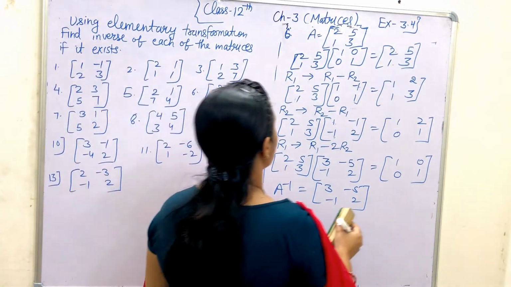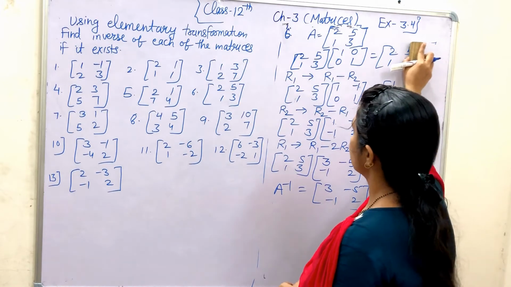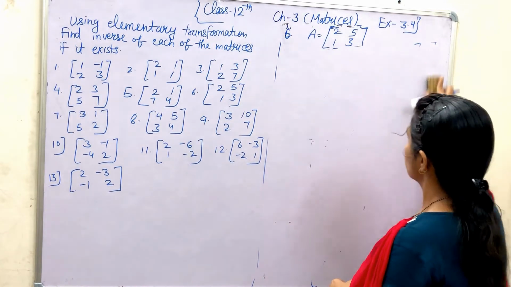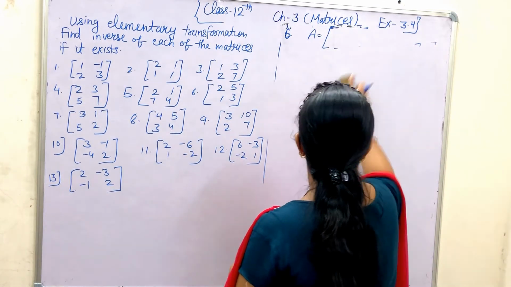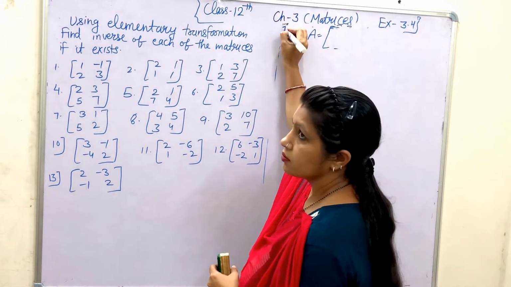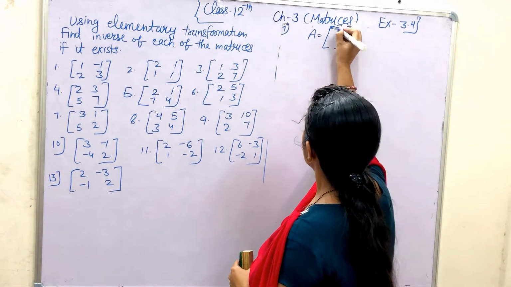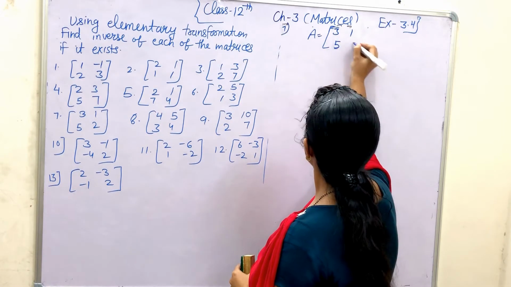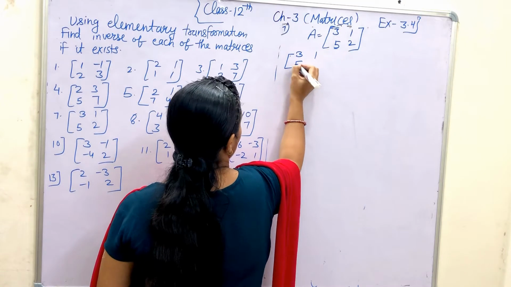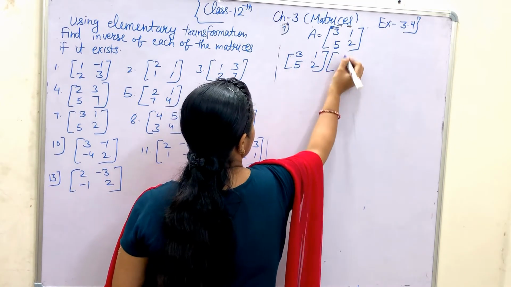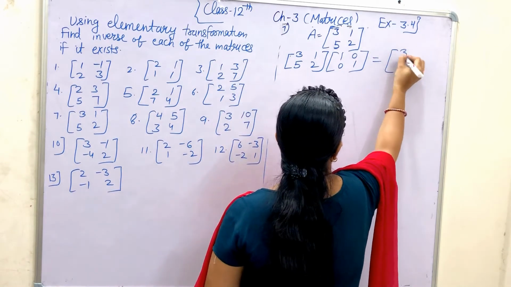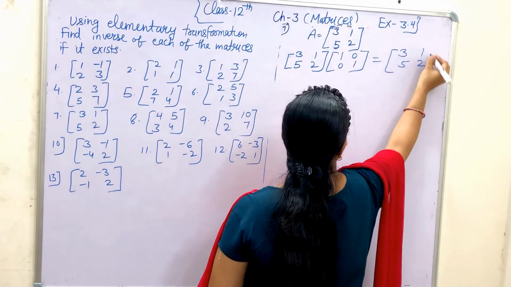Now question number 7, we have given the matrix 3 1 5 2. In question number 7, 3 1 5 2. Here 3 1 5 2. Identity 1 0 0 1. Here is A, 3 1 5 2.